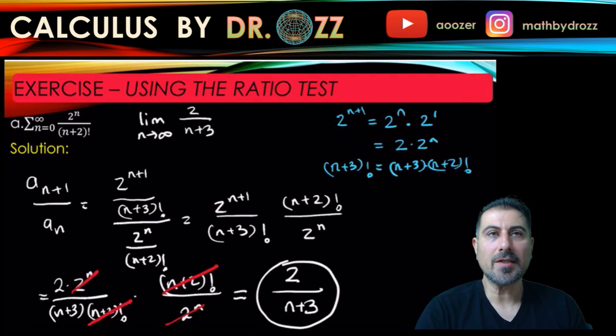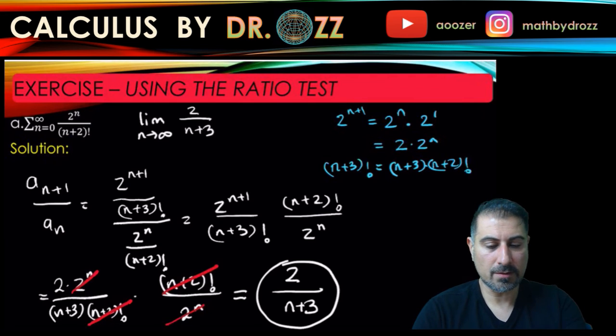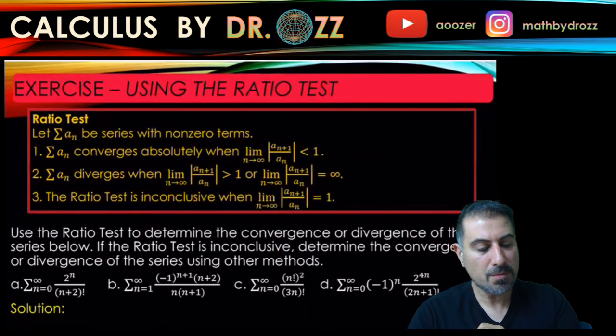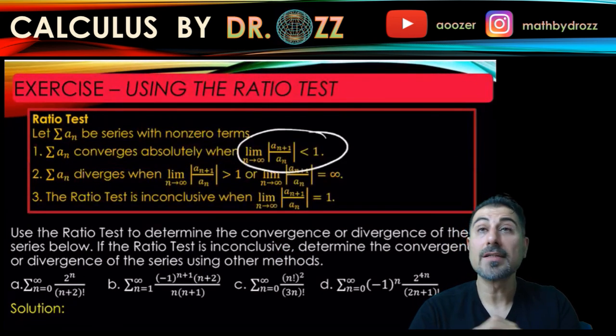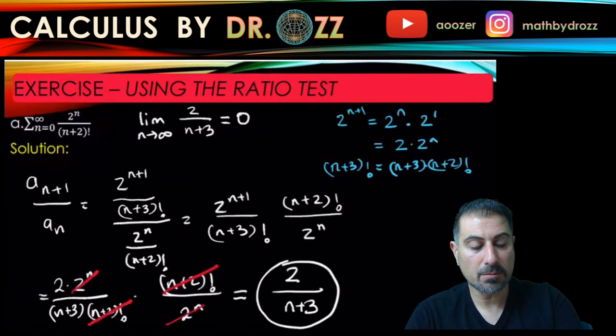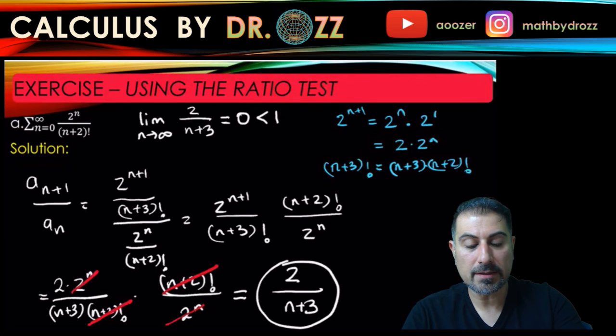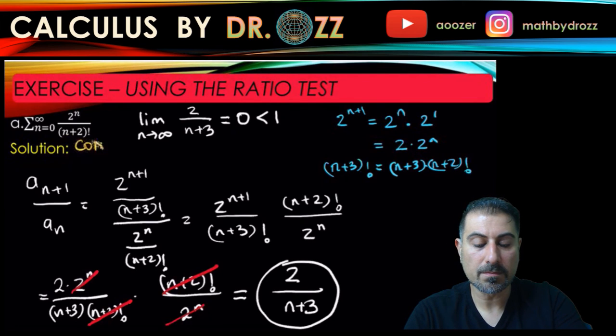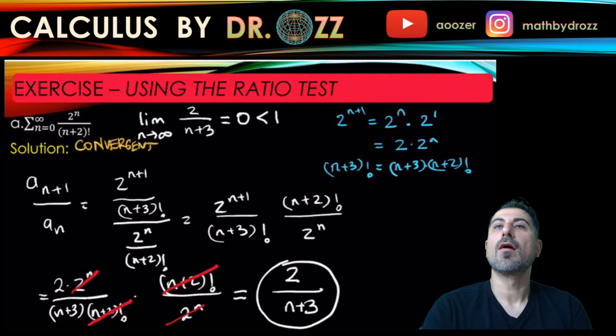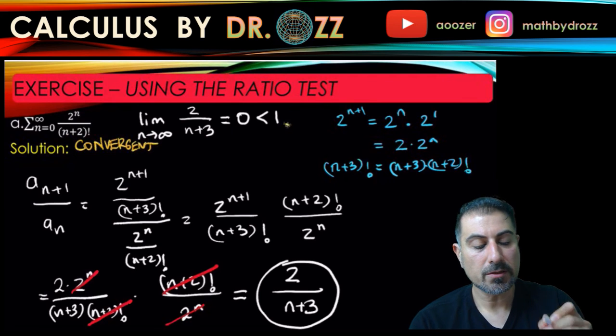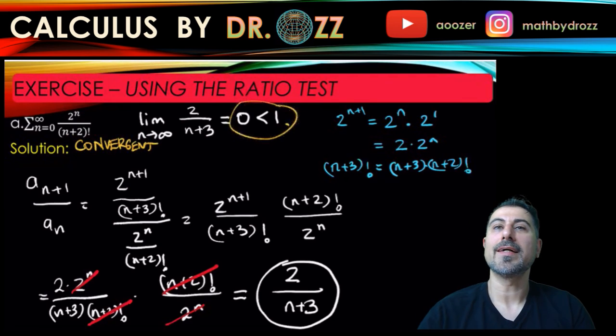This is something that we did in the beginning of calculus: as n approaches infinity, 2 over infinity is 0. The limit of that is 0, and the good news is that 0 is a number less than 1. The conclusion here is that this series is convergent, again because the limit here is 0, which is less than 1.